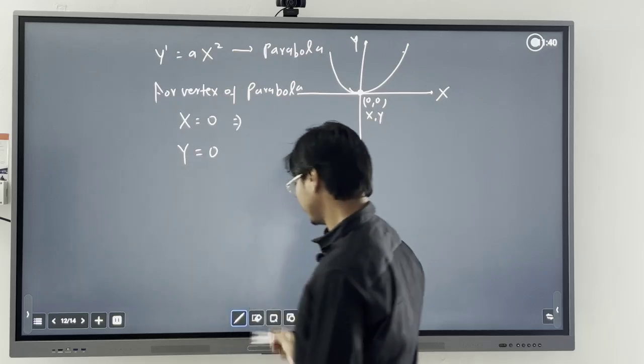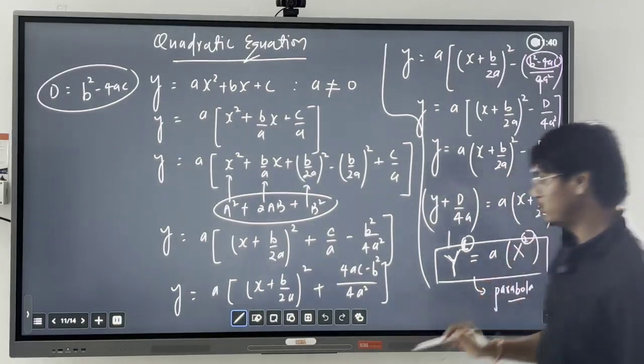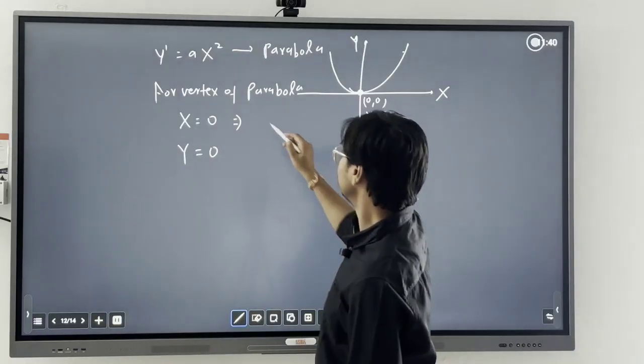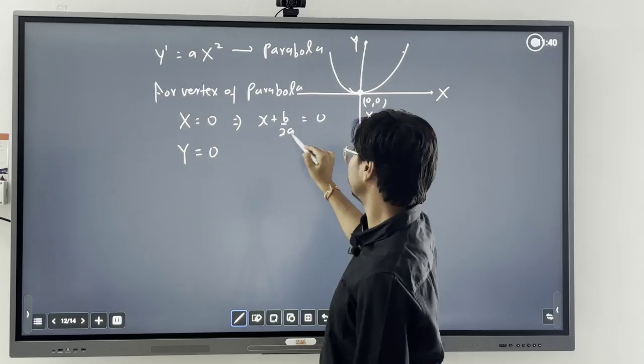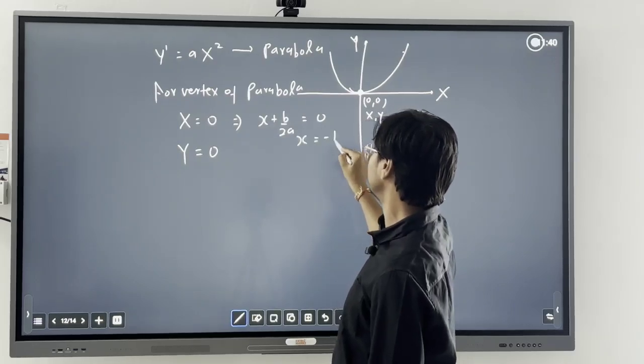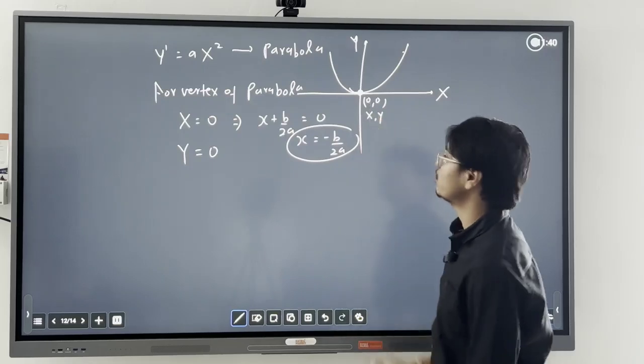The value of capital X from the previous equation is x plus b upon 2a. So x plus b upon 2a will become 0. From this equation we can find the value of x is equal to minus b upon 2a. So this will be the actual x coordinate of the vertex of the parabola.